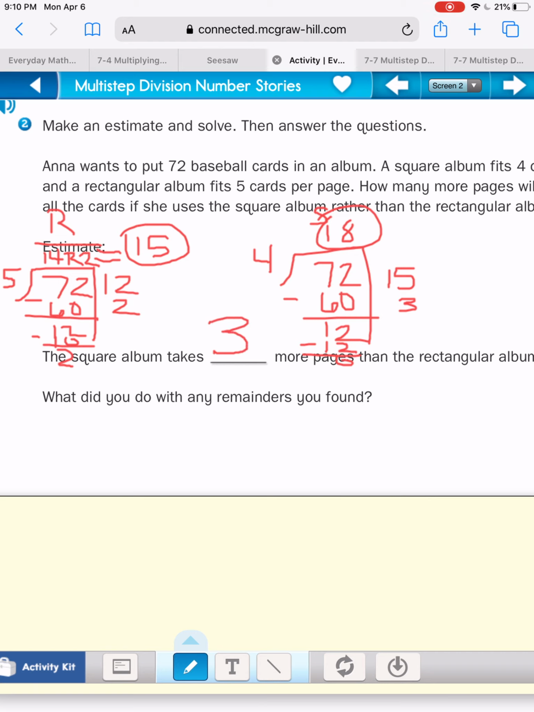And then right here, what did we do with the remainders we found? Well, what we did up here is we did not ignore them. We rounded up. And that's because, like I said earlier, we don't want to discard those 2 photos.